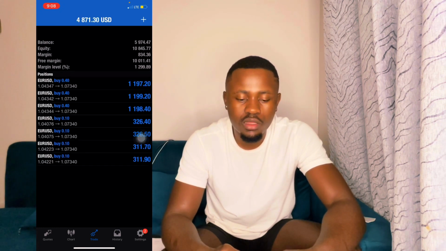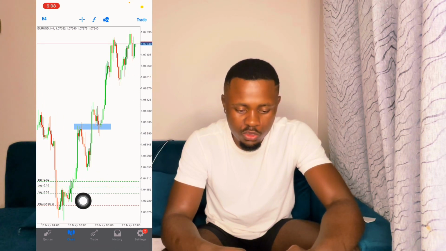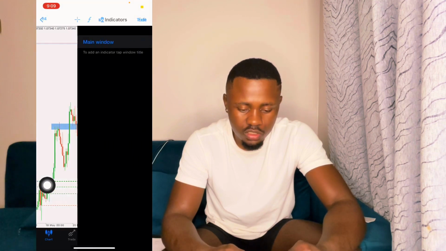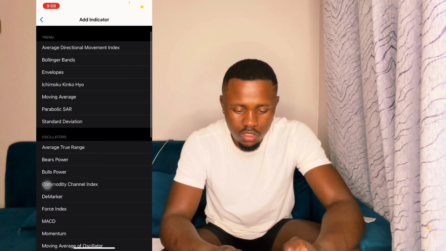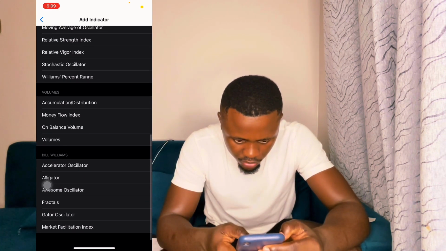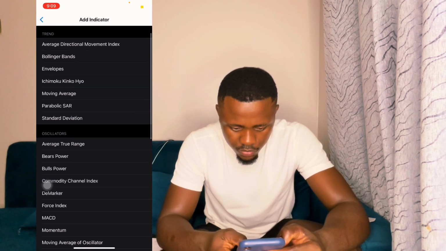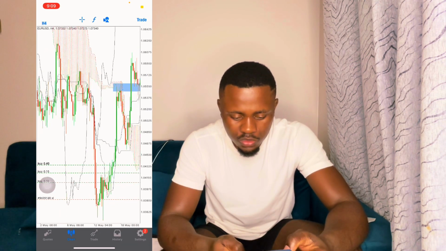on the MT4, this is how it's going to look. You can even see these are my euro trades that I took. You just tap in anywhere, choose indicators, and then we shall have the Ichimoku cloud just here, in the main window. When you choose it, this is how it looks.